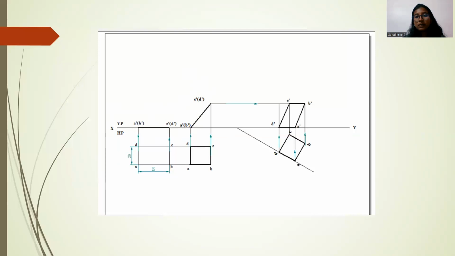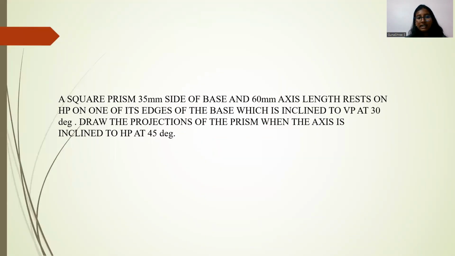So this completes the question. So here, this is the top view of the rectangle drawn with an inclination of 30 degree. Moving on to the second question.